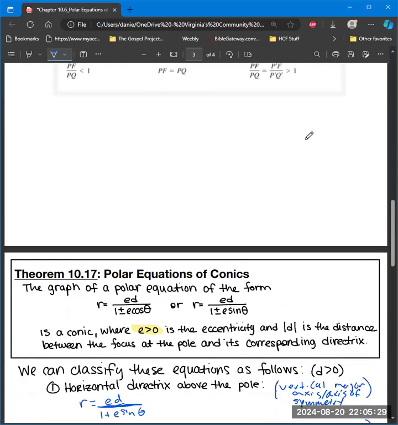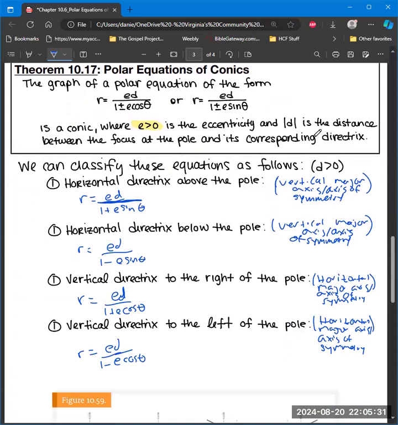All right, so now let's go ahead and look at theorem 10.17, polar equations of conics. The graph of a polar equation, for a conic, is going to be in the form of r is equal to the eccentricity times d, we'll talk about what d is in just a second, divided by 1 plus or minus e cosine theta, or r is equal to e times d over 1 plus or minus e sine theta.